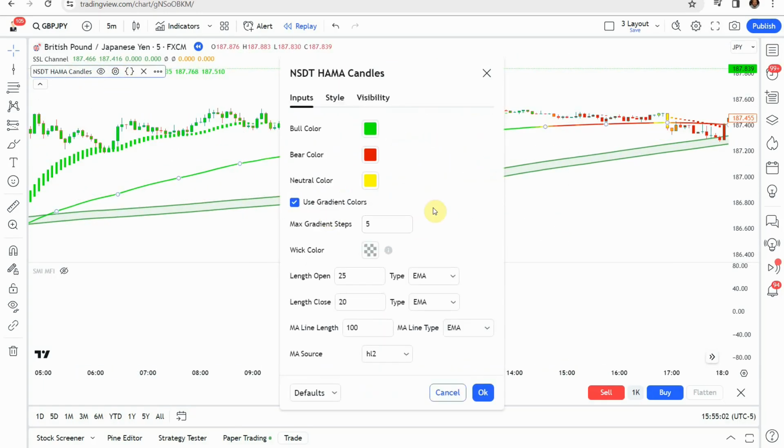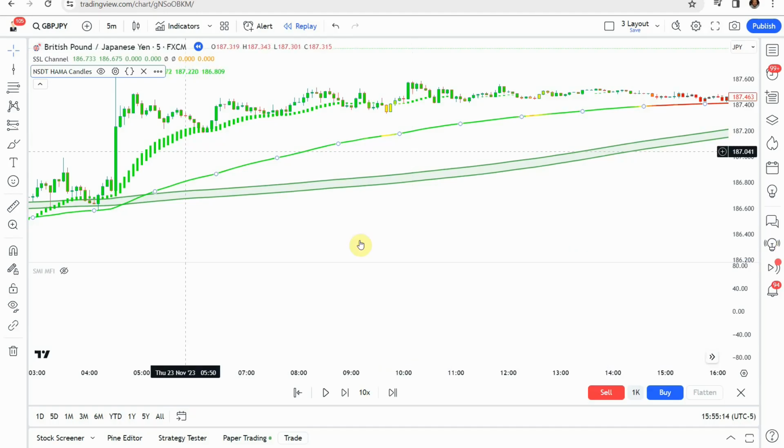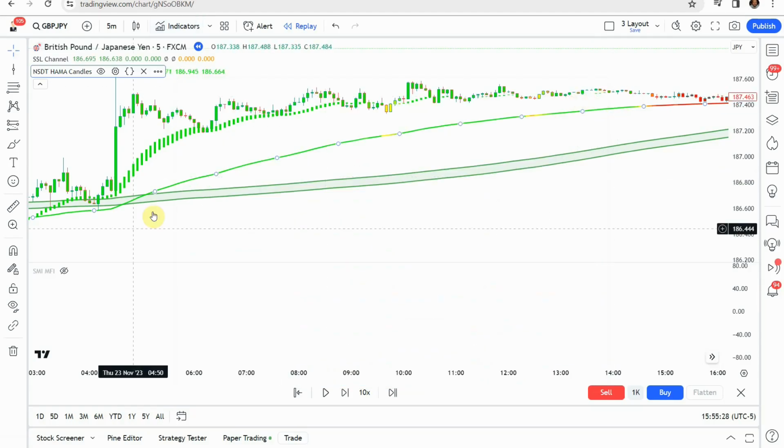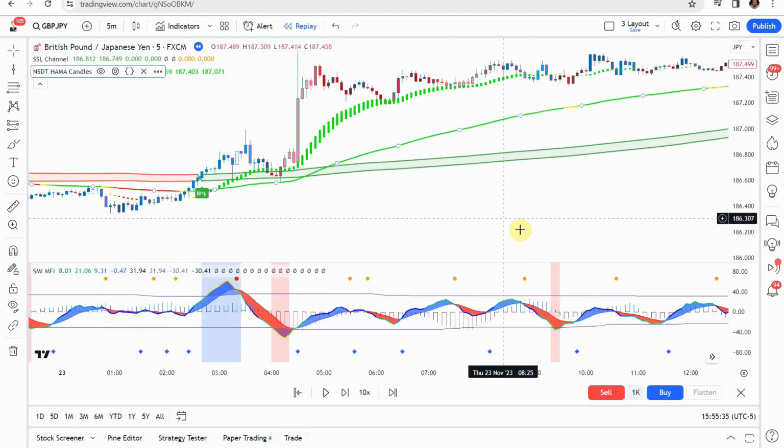Now, you'll go into the settings and you will change this MA line length right here to 100 and hit OK. Then the last indicator we will add to the screen is going to be the stochastic momentum index. And so it's actually going to be this one down here by Andre-007. So this one here, and that will look like this right here. And again, we'll leave this one on the default settings. We're not going to change anything on that.